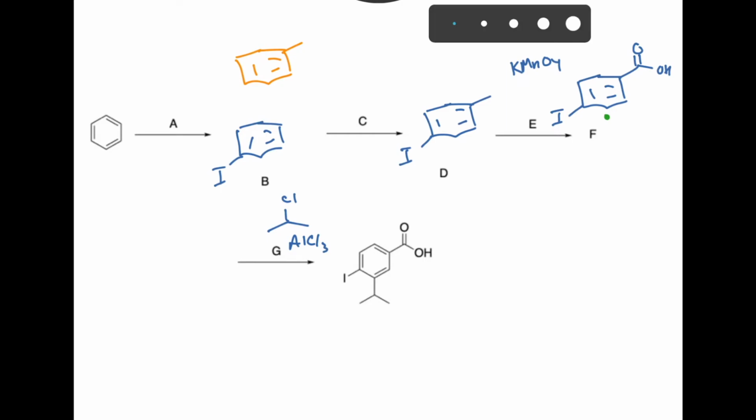So if we go blue, if we add the iodide, how do I add an iodide? Again, I'm assuming it has something to do with I2. And then what do I have to add to the I2? HNO3.